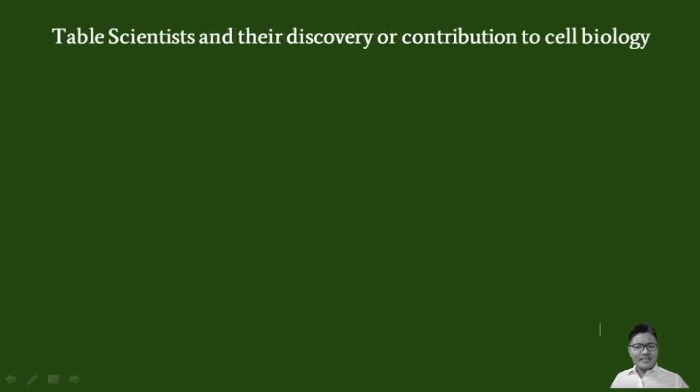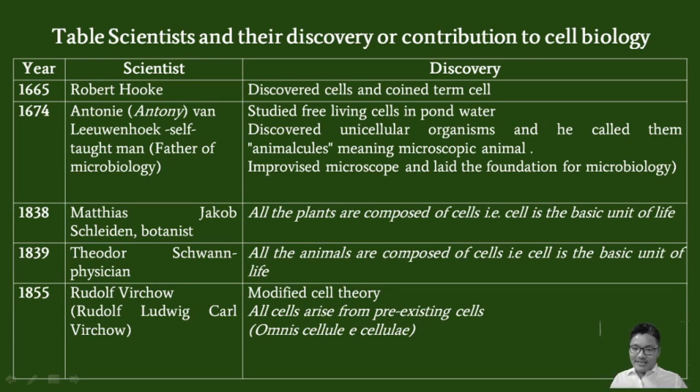Likewise, there are many scientists who contributed a lot to cell biology. This table shows you how many scientists have contributed to cell biology. These are not just some scientists, we have many. So we'll discuss them. We have already discussed Robert Hooke. In 1665, he discovered the cell and coined the term cell.